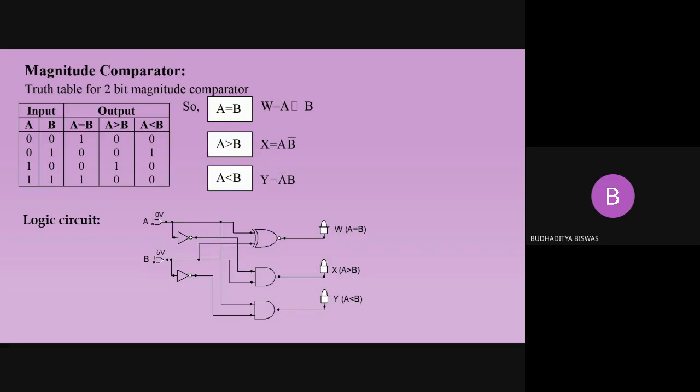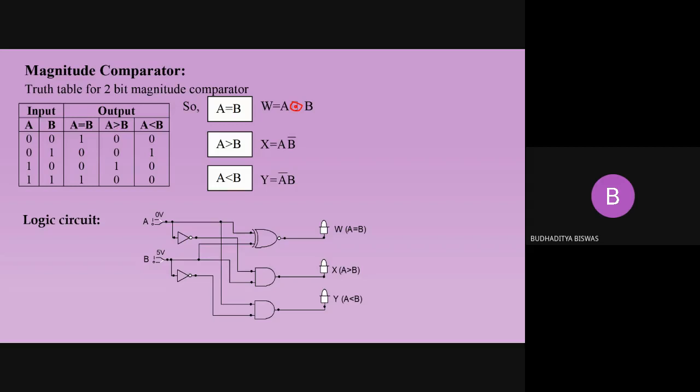What is the output of this one? A equal to B. What is the output? A XNOR B. Very good. Okay, so XNOR is there, but I think this particular software is not supporting that one, so the symbol is not showing. So it's equal to A XNOR B.